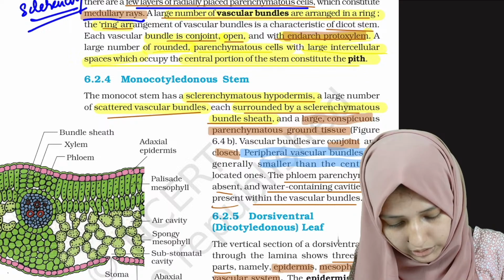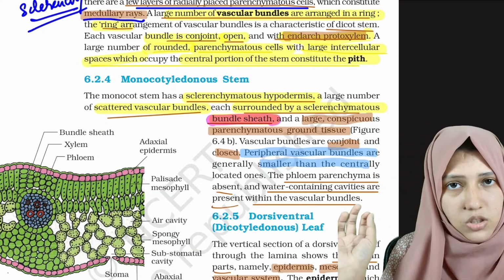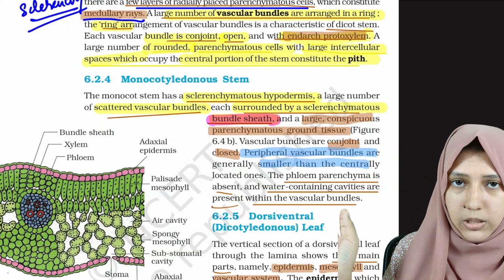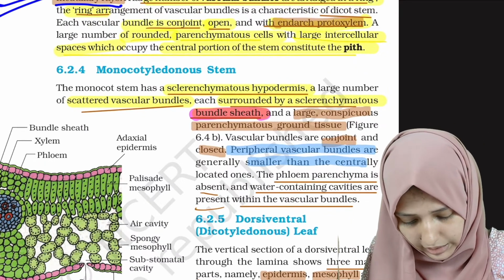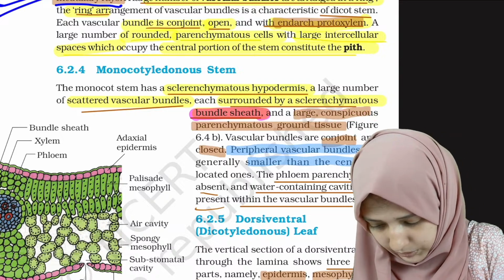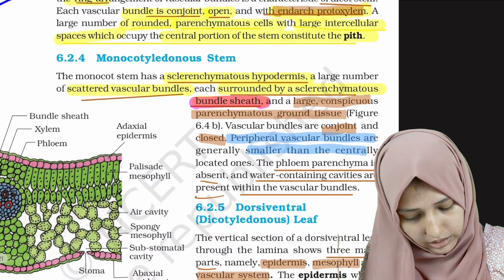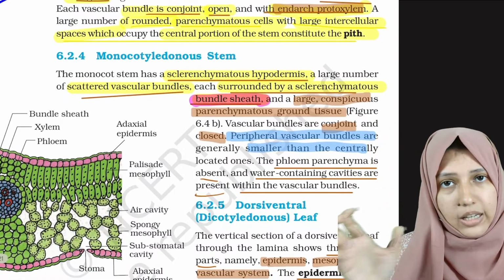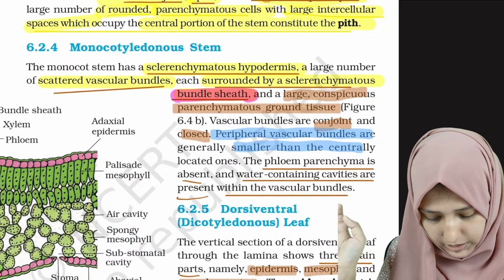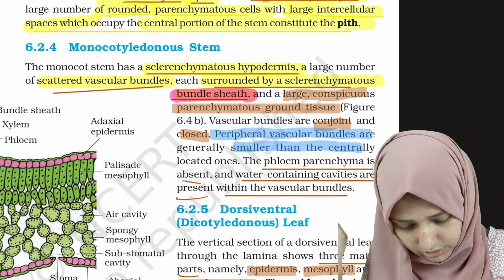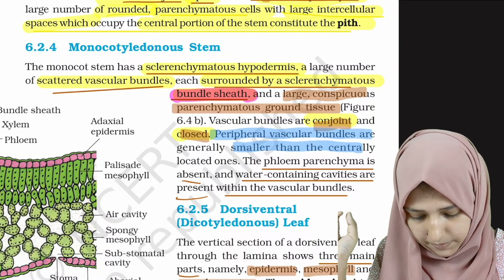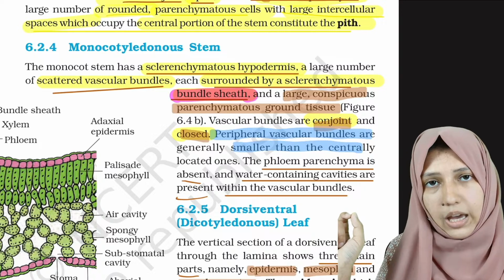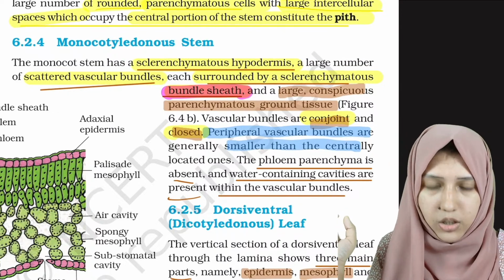So you got a point again. Starch sheath was present in dicot stem, but bundle sheath is present in monocot stem. And large pith, large parenchymatous ground tissue is also present, and the vascular bundles are again conjoined, in the same radii, and closed. Closed means cambium is absent, no secondary growth.